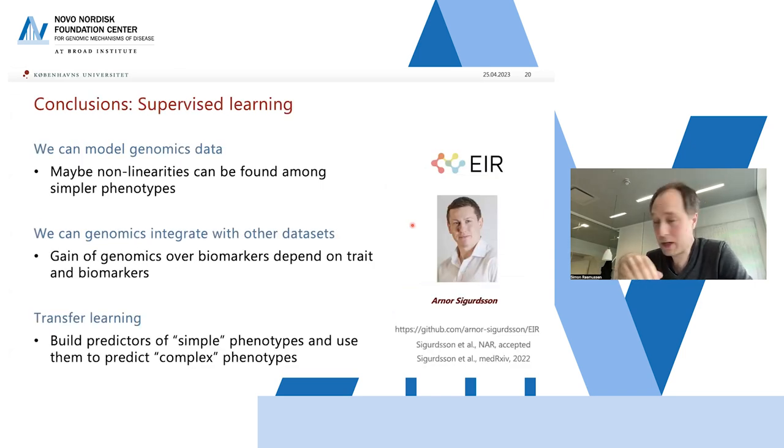So this concludes the first part of my talk. Basically, we can model these genetics data. We have a framework where we can integrate data. I think it's going to be interesting to see how much gain we can get from the genomics. I think there might be something to have. And then, as other people have also used, I think it's going to be very interesting to make these simple phenotype predictors, and then use them to predict more complex phenotypes in a transfer learning approach.